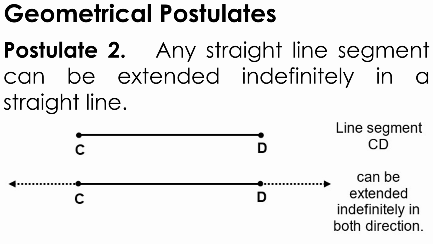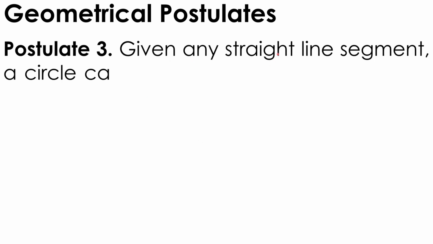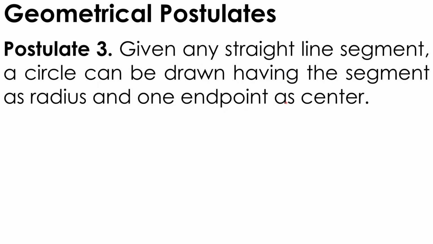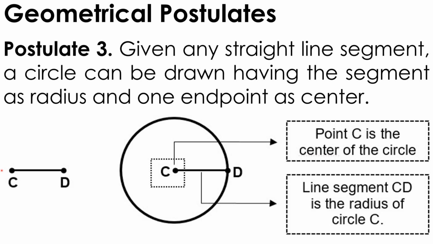Let's proceed to the third postulate. Given any straight line segment, a circle can be drawn having the segment as a radius and one endpoint as center. So we have here a line segment CD. From line segment CD, we can draw a circle by using the measure of line segment CD as the radius and point C, or this endpoint, as a center.